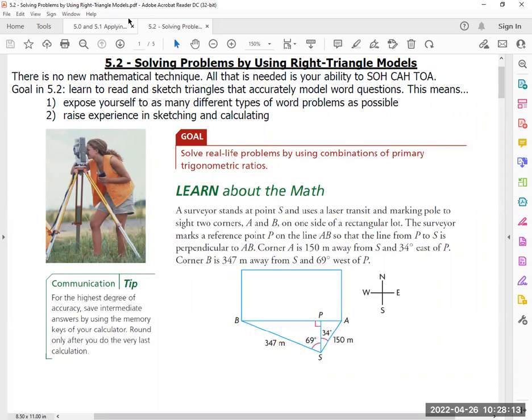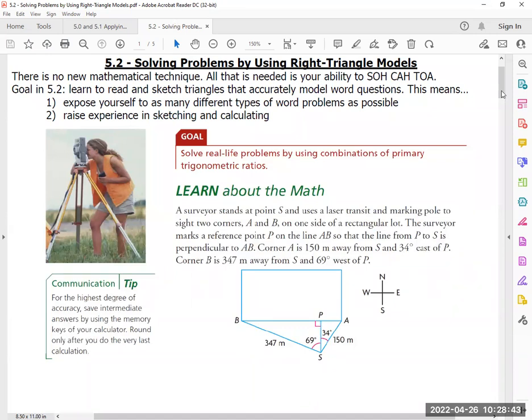Your goal is to read these situations and find your triangles. Find your 90-degree triangles. Even if this question sounds confusing, you're supposed to find the triangles and then solve it to the best of your ability. Here's a question. Your goal: expose yourself as much as you can, and then raise your experience in your sketching ability so that you can calculate. What do I mean? Let's take a look.